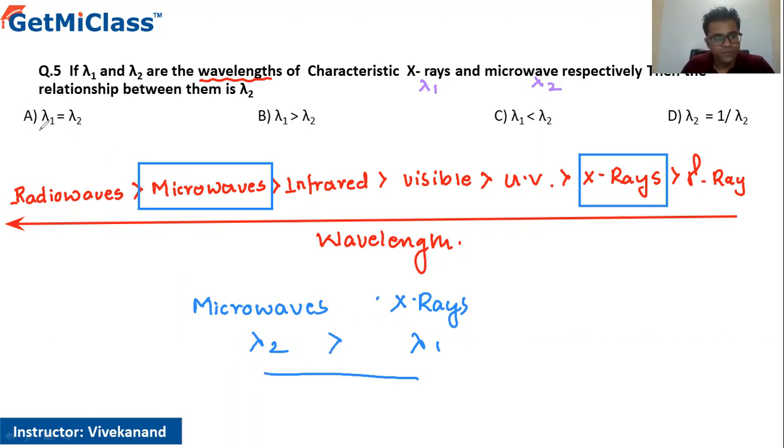So here, if we observe the options, option A: lambda 1 is equal to lambda 2. Option B: lambda 1 is greater than lambda 2. Option C: lambda 1 is lesser than lambda 2. So it is exactly of this kind, but they have just written it as lambda 1 is less than lambda 2, taking lambda 1 before. So therefore, our option over here is going to be C, right?